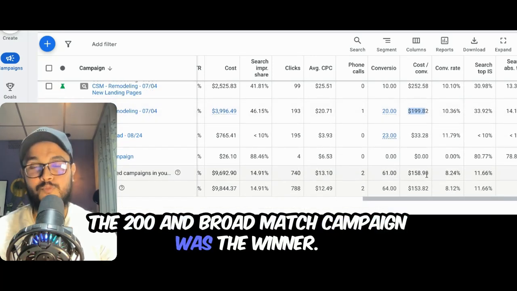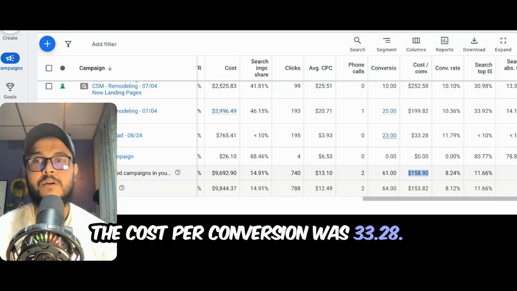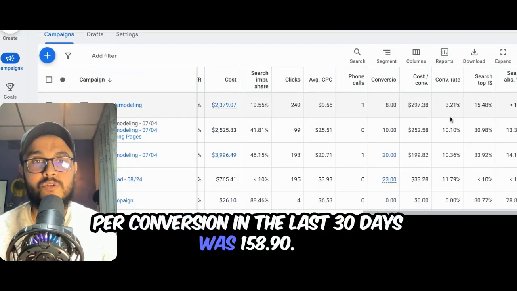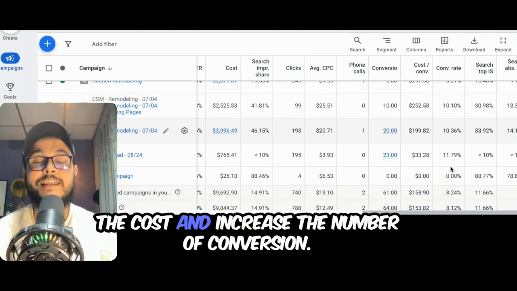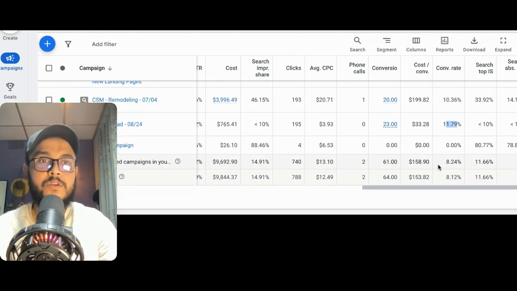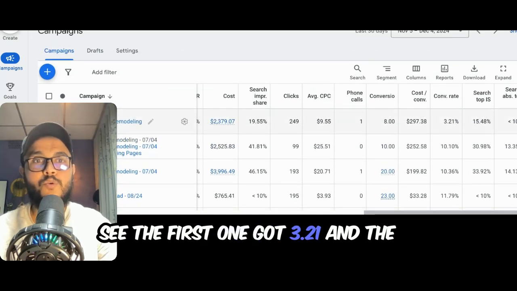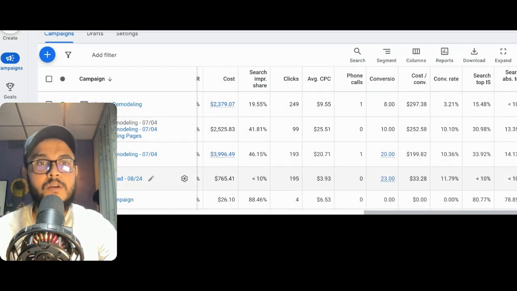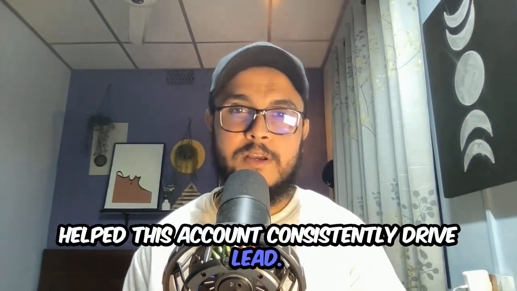And the broad match campaign was the winner. There were 23 conversions at a cost per conversion of $33.28. So overall there were 61 conversions, and the cost per conversion in the last 30 days was $158.90. Broad match campaigns really help us lower the cost and increase the number of conversions. The conversion rates, as you can see, are 3.21, then 10.10, 10.36, and 11.79. The overall conversion rate is 8.24%.